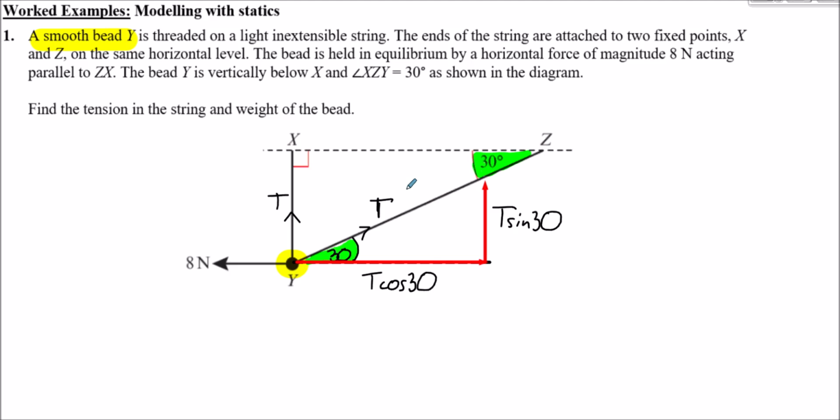So if we just consider forces going horizontally, and because it's in equilibrium, the sum of the forces in the horizontal direction will be equal to 0, they'll balance. So forces going to the left will be the same as the forces acting to the right. The only force acting horizontally to the left is this 8 Newton force, so that must be equal and opposite to this T cos 30, which is the only force acting to the right.